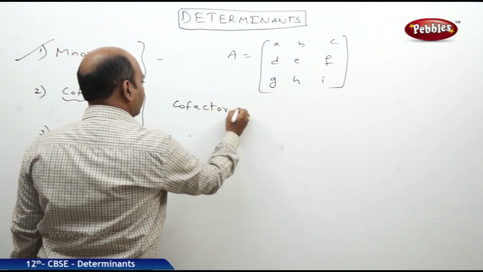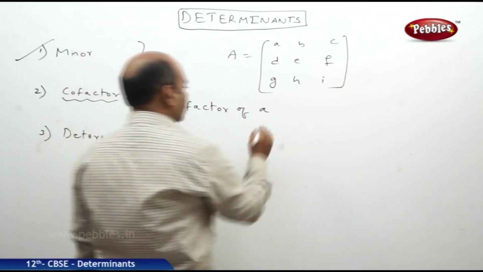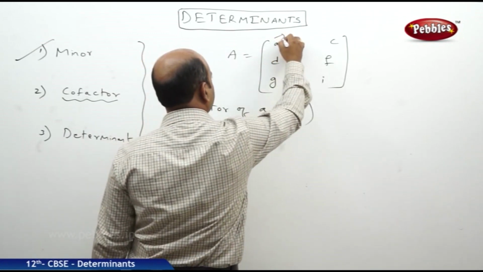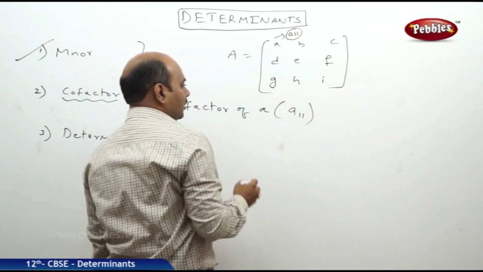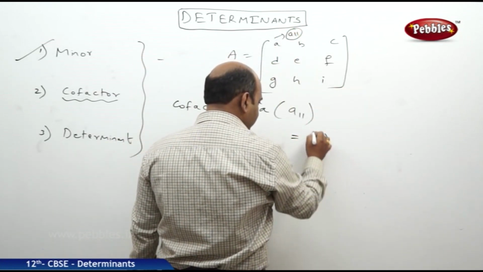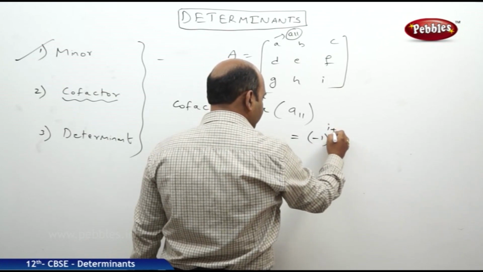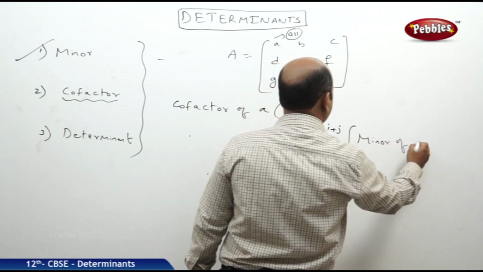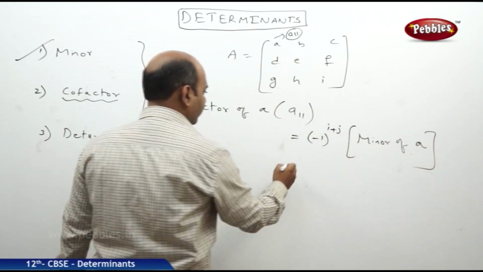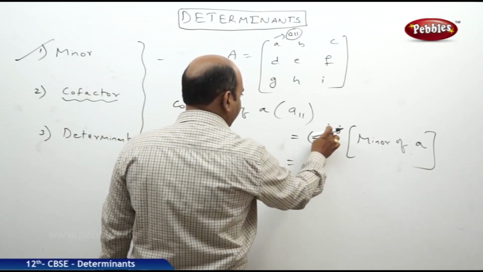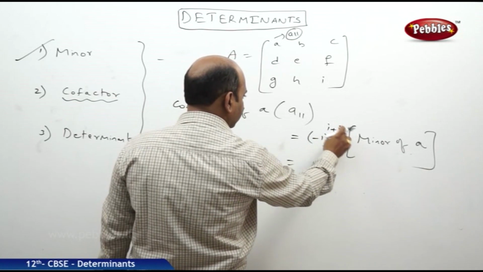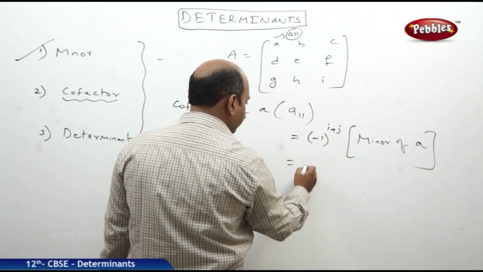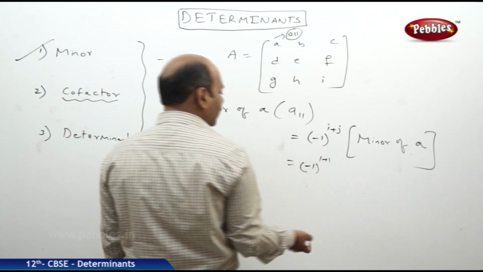Cofactor of small a. That is, but small a is in which element? A11. That means this position is what? A11. It goes like this: minus 1 to the power i plus j into minor of A. That means what happens? i means the element present in the ith row and j means the element present in the jth column. Here in place of i put 1 and in place of j put 1. So minus 1 power 1 plus 1 into minor of A.